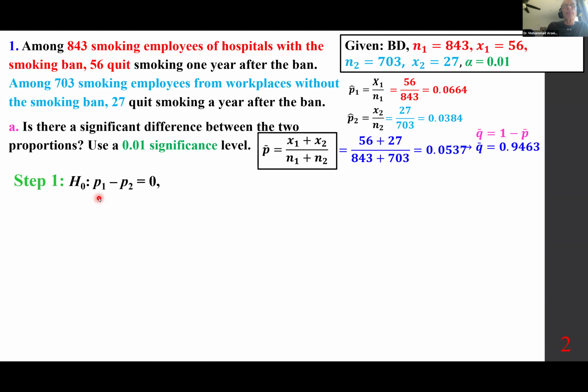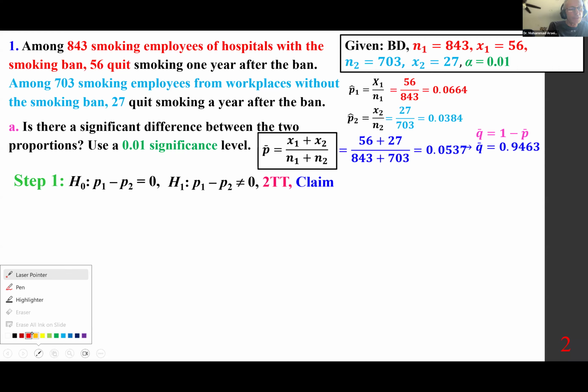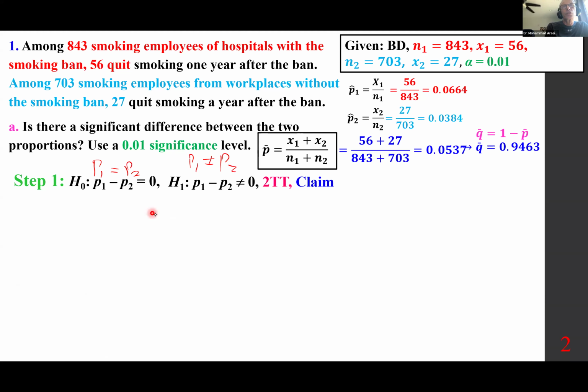Having said that, we want to go with the test of hypothesis. H0: P1 minus P2 equals 0. And then, is there a significant difference between the two? H1: P1 minus P2 is not equal to 0, which makes it a two-tailed test, which makes it a claim. Now, one thing I want to make a point of, you could write here P1 equals P2. Here, P1 is not equal to P2. Which one do you write? Just the way they wanted. Just be consistent. Don't mix and match.